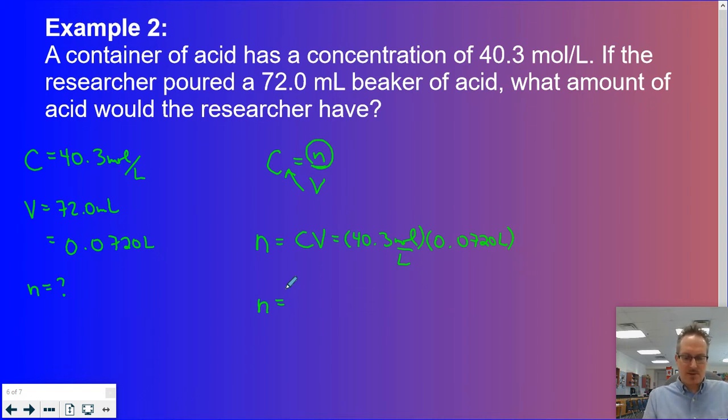So 40.3 times 0.072. Again, I go back to the original question: 3 sig figs, 3 sig figs. So I'm going to have 3 sig figs, 2.90 moles. We're going to give, again, 1 mark for the formulas. You need both. 1 mark for the multiplication, substitution with units, and 1 mark for the answer with units in 3 significant digits.